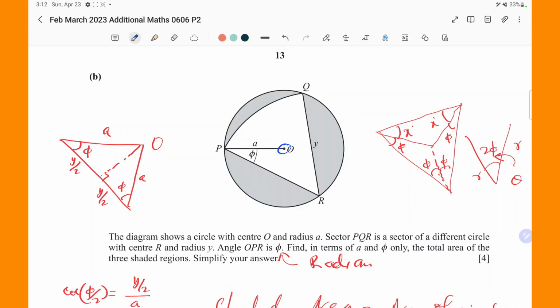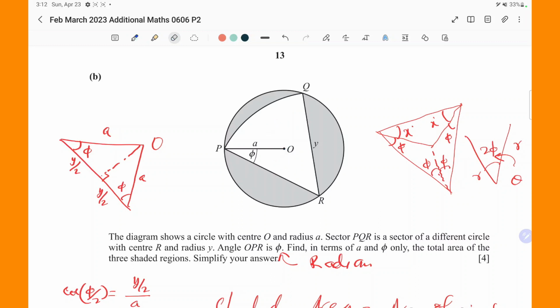And next is sector, right? This is your sector. This sector has been formed by considering this R as a center. Okay. So we need to find area of the shaded region. It means we can find area of the circle and we can subtract this area of the sector.